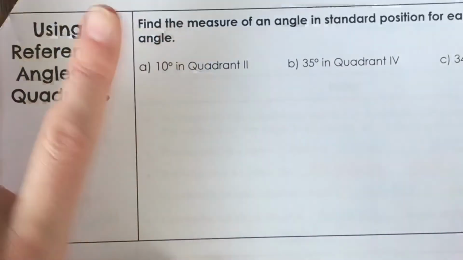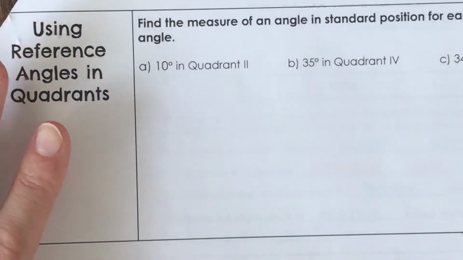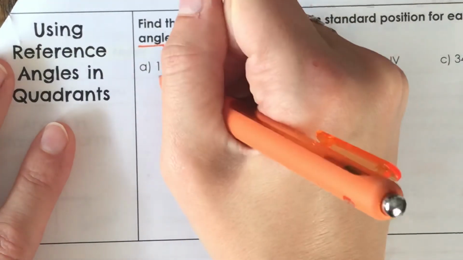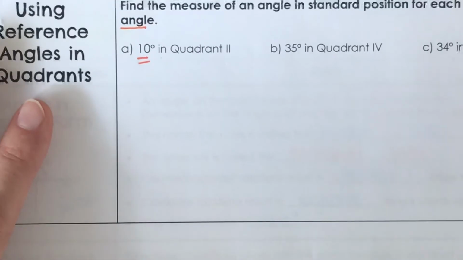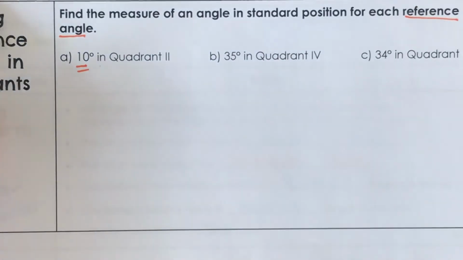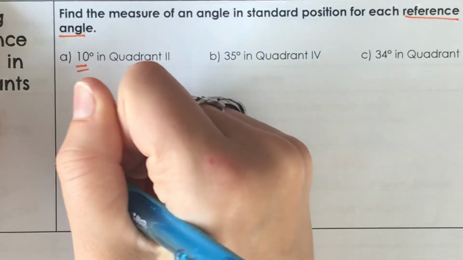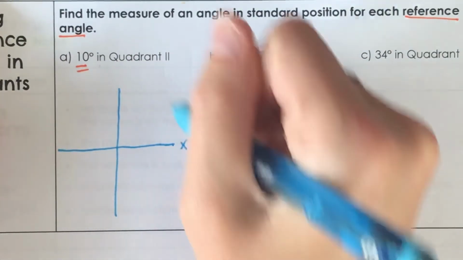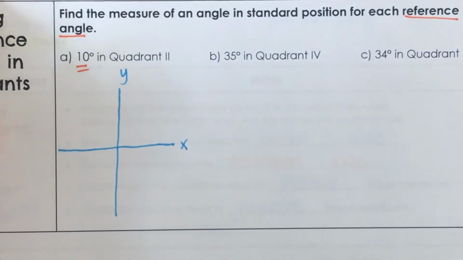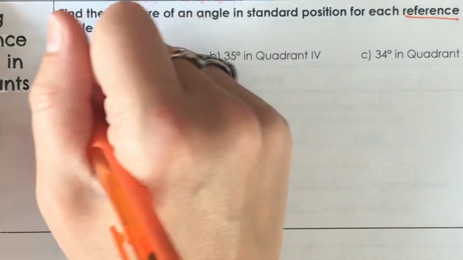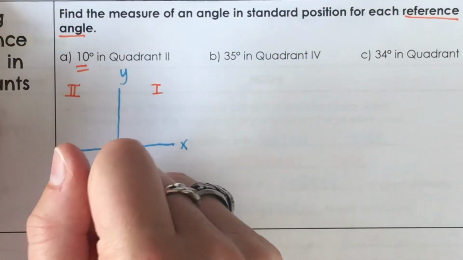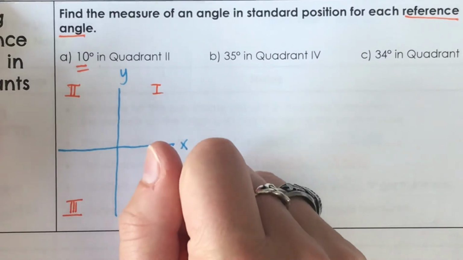So for my first one, I'm telling you that the reference angle is 10 degrees. So reference angle means what's left over. So I'm going to draw myself a picture for each one of these. And I'm going to make sure that I label my different quadrants. So I'm going to label quadrant 1, 2, 3, and 4.